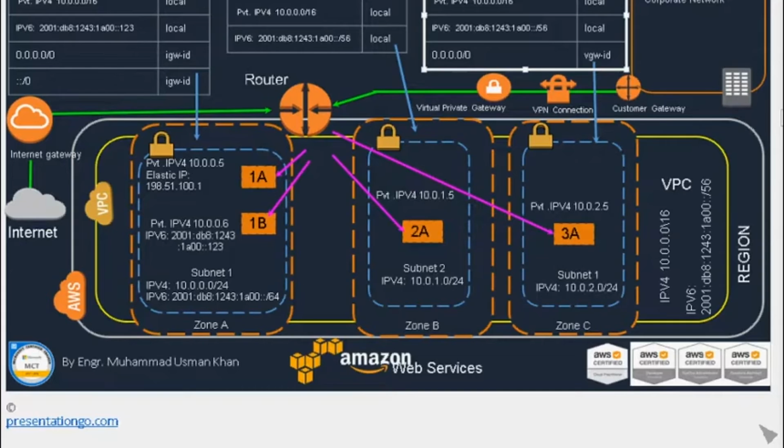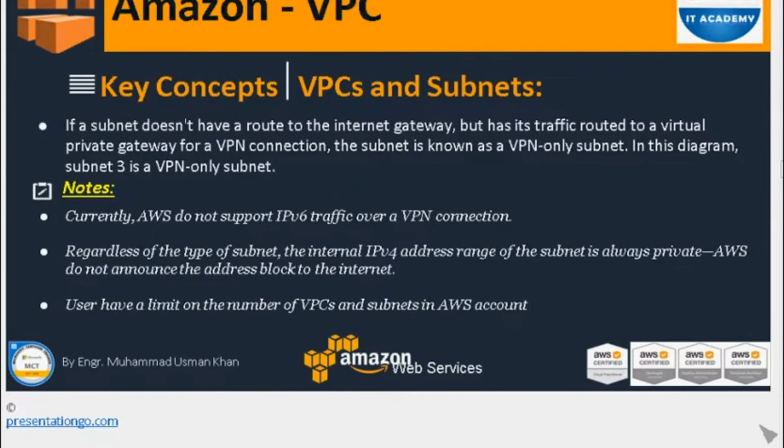Any doubt? Currently AWS does not support IPv6 traffic over the VPN connection. Regardless of the type of the subnet, the internal IPv4 address range of the subnet is always private. AWS does not announce the address block to the internet, right?